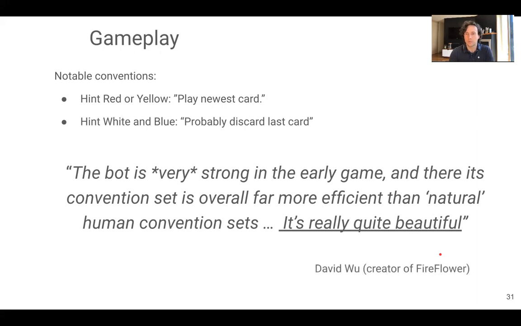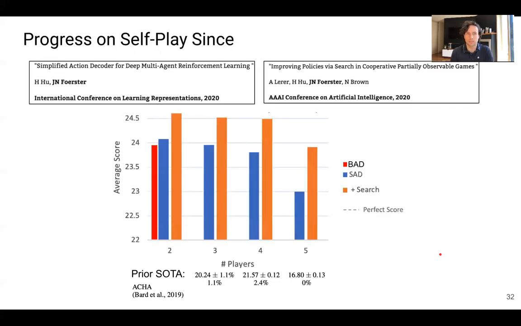So there has been more work ever since on this. In particular, we've published 2 papers. One of them is a simplified action decoder for deep multi-agent reinforcement learning that was published at ICML 2020. And then we further improved on these methods using search, which was a paper at AAAI.